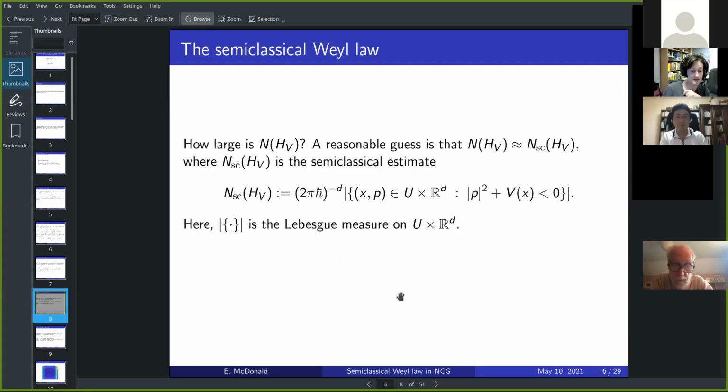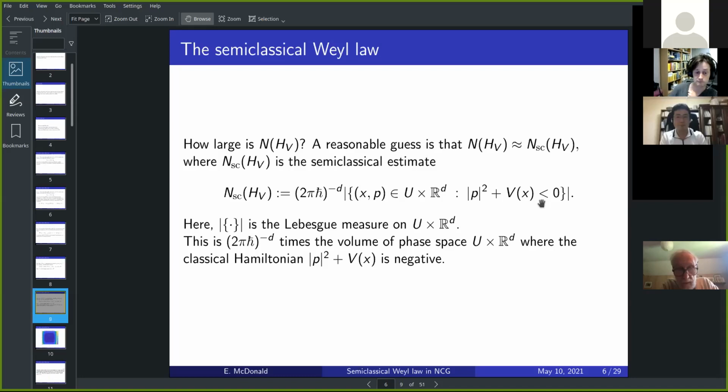So the following is a guess. It's called semi-classical because it combines quantum mechanical and classical estimates. You look at the corresponding classical mechanical Hamiltonian, which is the function on x and p of the norm of p squared plus V(x), where x and p live in the classical phase space, U times R^d. For our guess for the number of eigenvalues, or the dimension of the span of the eigenvectors of H_V with corresponding eigenvalue negative, we guess that it's roughly the volume in phase space of those x and p such that the classical Hamiltonian is less than zero, divided by (h bar times 2 pi) to the power d. If you like, it's the number of copies of h to the power d that you can fit inside this volume of phase space.